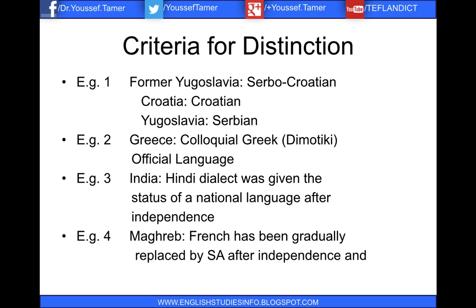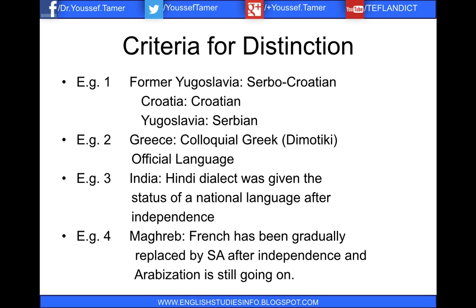So French has been gradually replaced by standard Arabic after independence, and the Arabization process is still going on because it has witnessed some difficulties. For example, one of the difficulties that the students and the faculty of biology, faculty of science, suffer from. You know that they study biology, physics in Arabic up to baccalaureate level, but then when they go to the faculty of science, everything is in French.